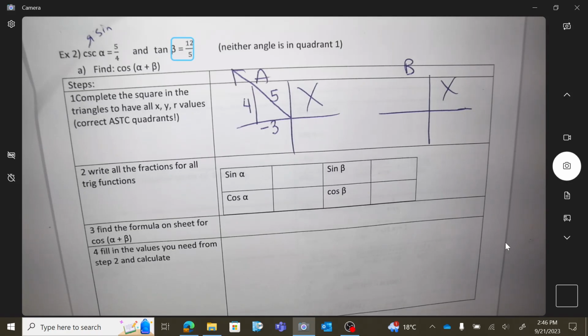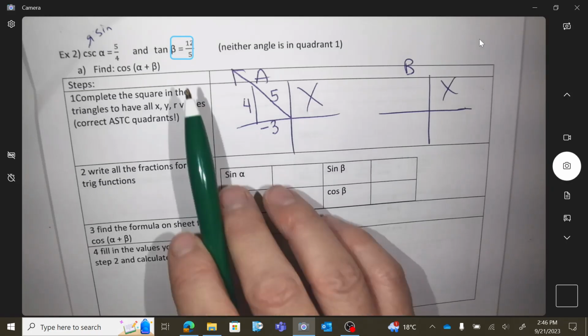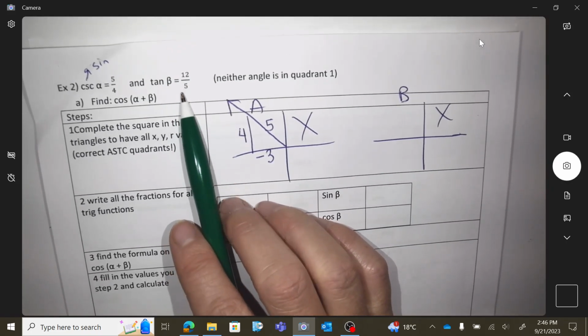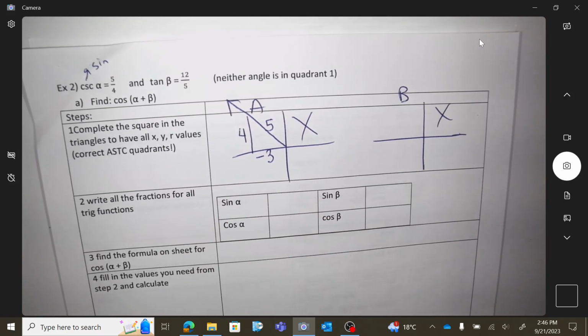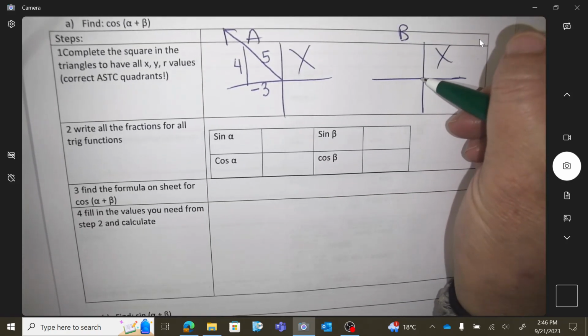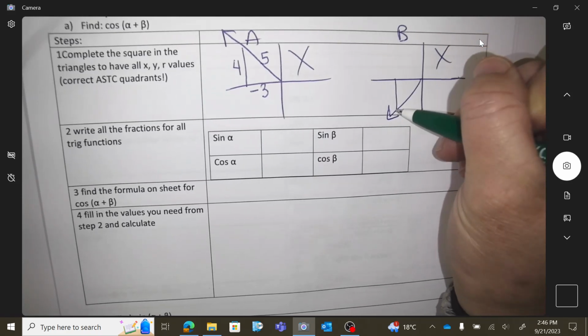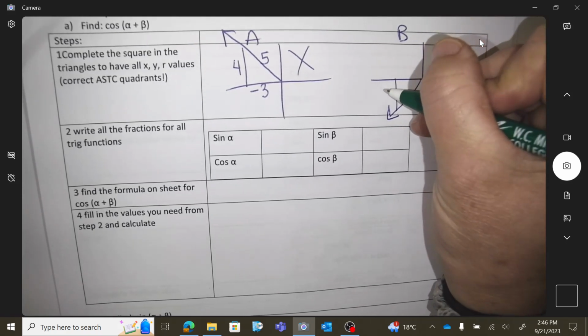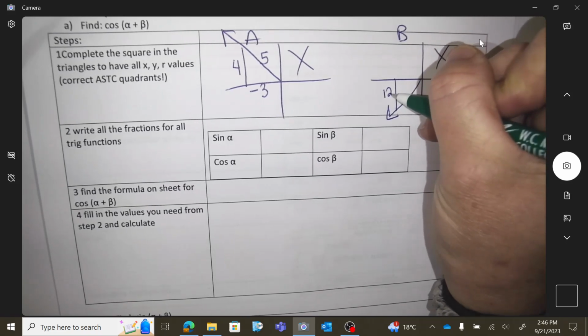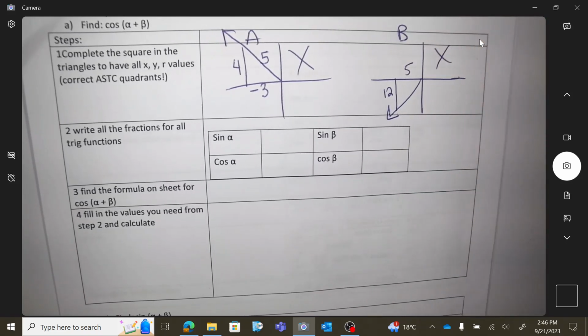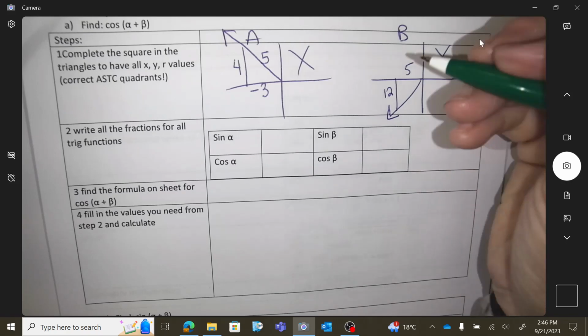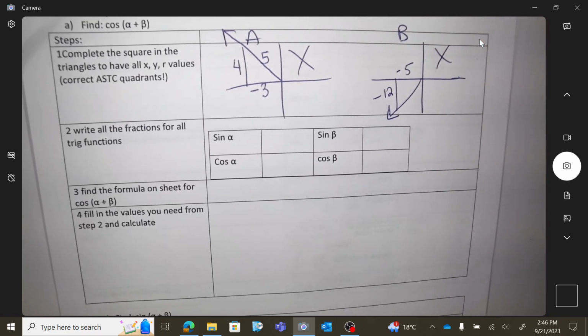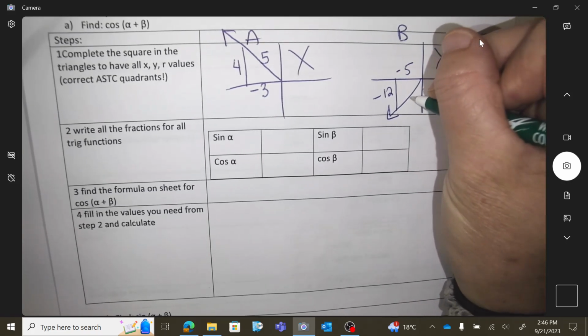Okay, same work over here for B. What quadrant are you in? Tan is positive. So you're in quadrant 3. I'm going to put a 12 on a y over x is the ratio, right? Y over x. Negative, negative, because of the location. A squared plus b squared.